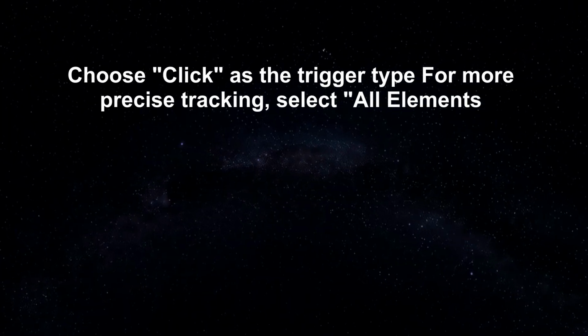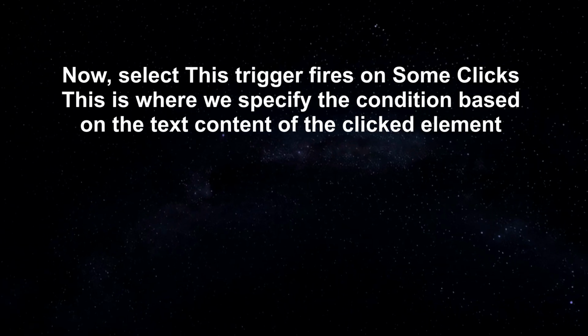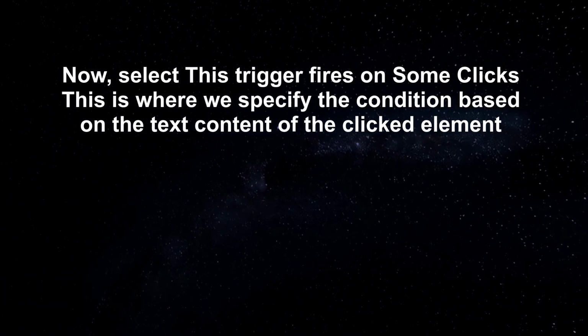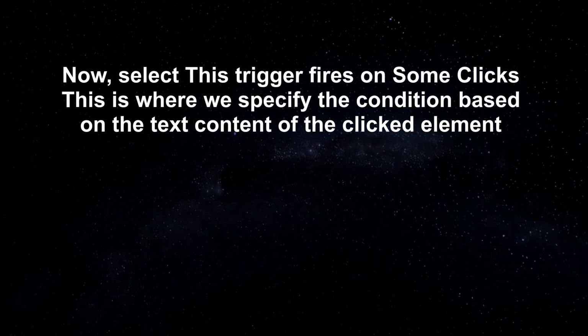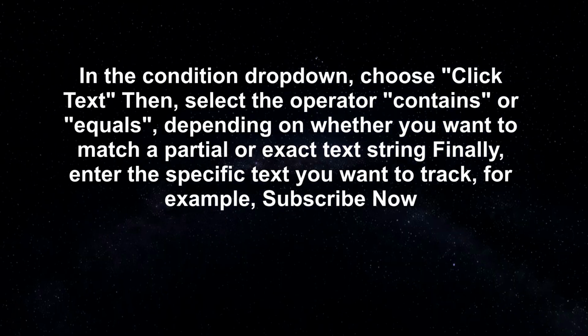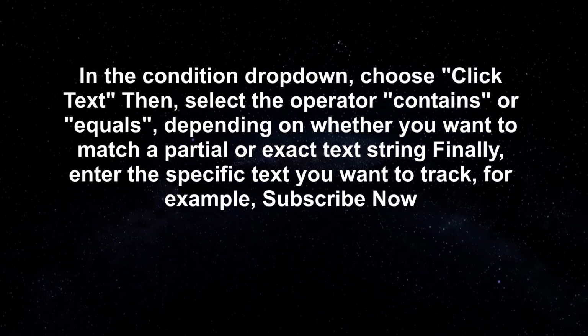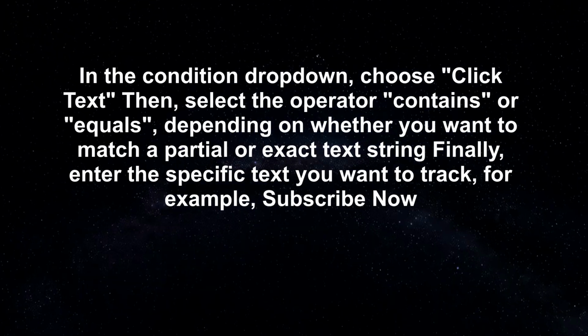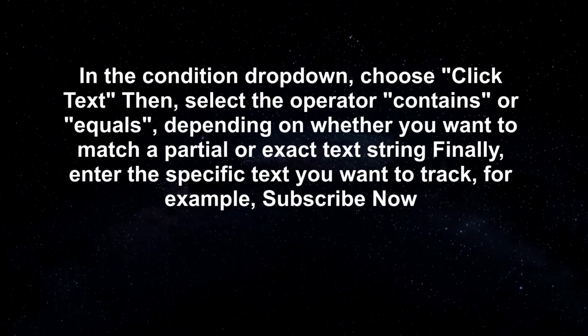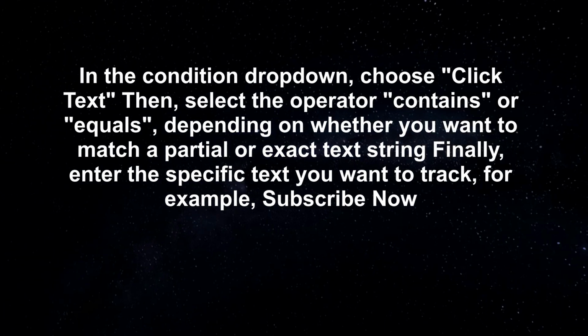Select all elements. Now, select this trigger fires on some clicks. This is where we specify the condition based on the text content of the clicked element. In the condition drop-down, choose Click Text, then select the operator contains or equals, depending on whether you want to match a partial or exact text string. Finally, enter the specific text you want to track.